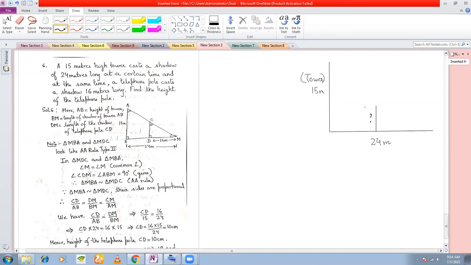And what is the length of the shadow here? It is 16 meters, right? What is the source of the light? Source of the light is, say, somewhere over here. Say somewhere over here is your sun, right? So you can take the source of light over here.